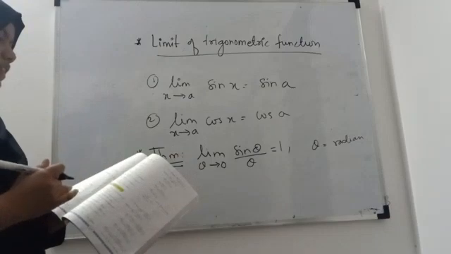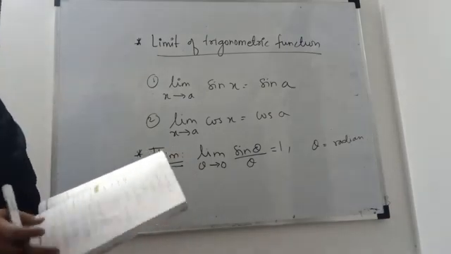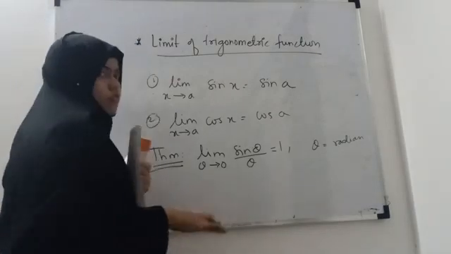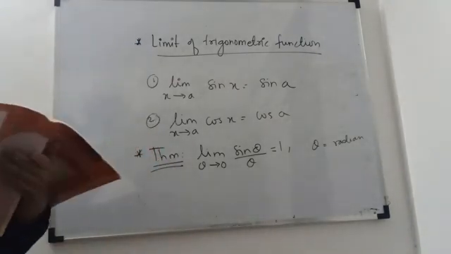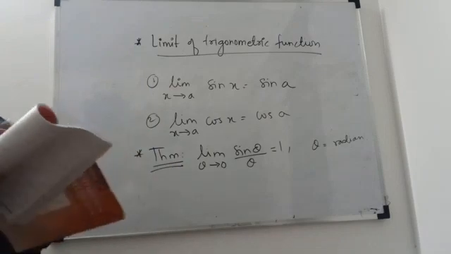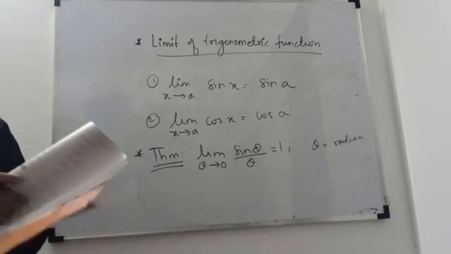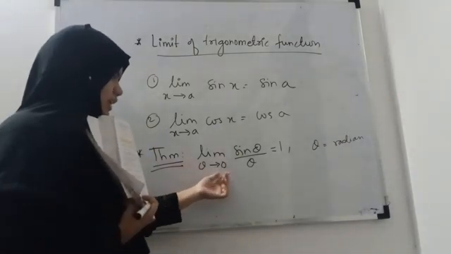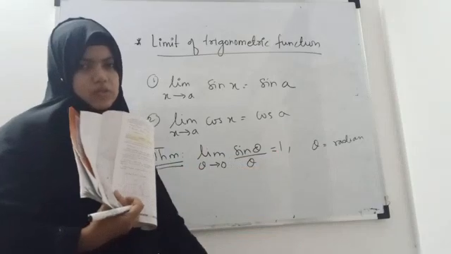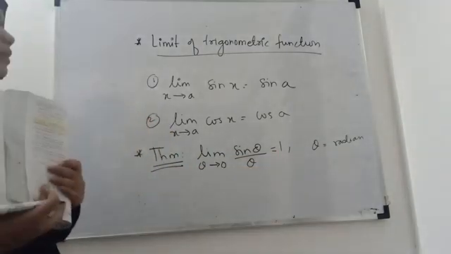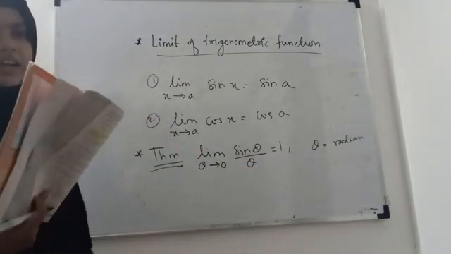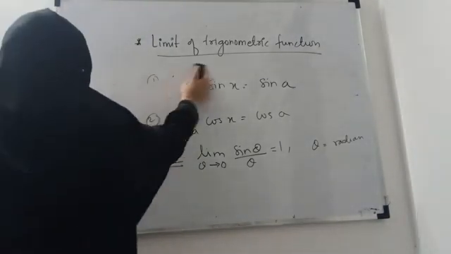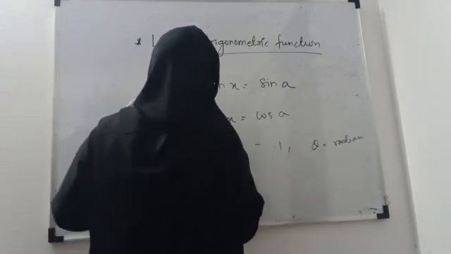Similarly, we have 7 corollaries based on this theorem. The proof of theorem is given in the textbook, but we are not considering that for this examination, as we have less time, right? We have to complete lots of syllabus. So we will just use this statement, limit theta tends to 0, sin theta upon theta is always equal to 1. Now there are some other formulas related to this theorem. We will consider them as corollaries. We will see one by one and then we will solve examples.